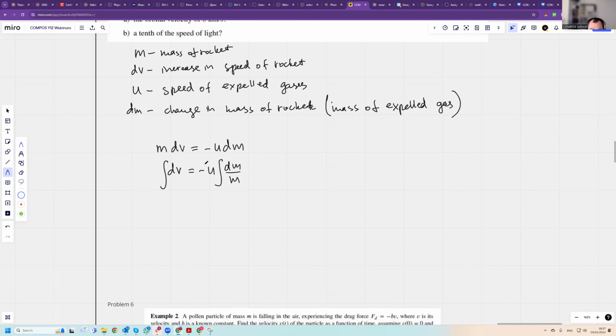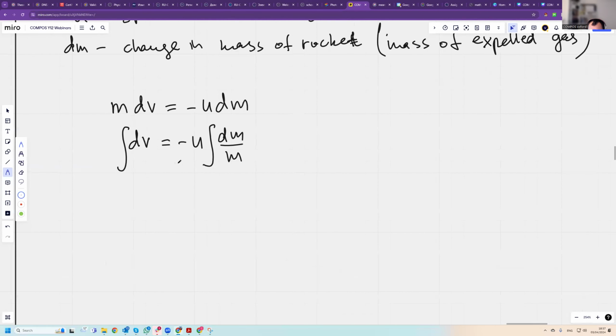For the limits of integration, we put the initial and final values for the variable after d. So this is dv. We're integrating with respect to velocity. That means we take the initial velocity and final velocity. The initial velocity is 0. The final velocity, well, let's call it v0.